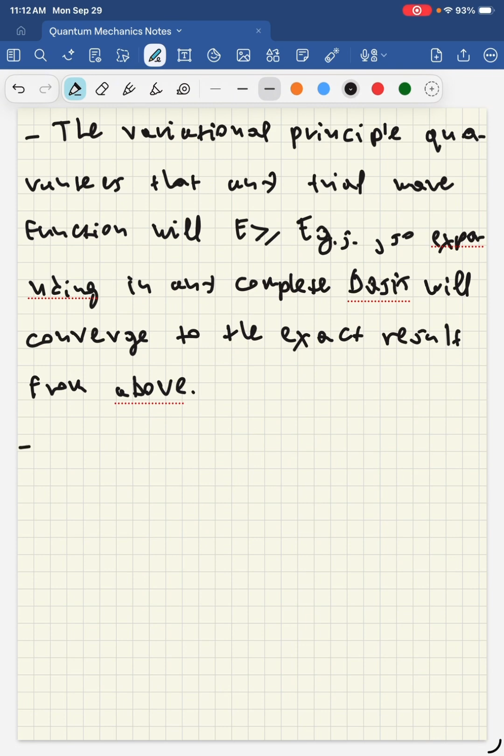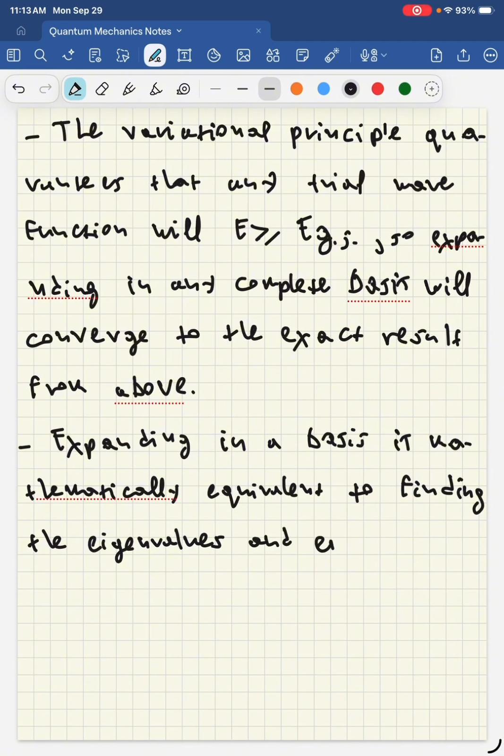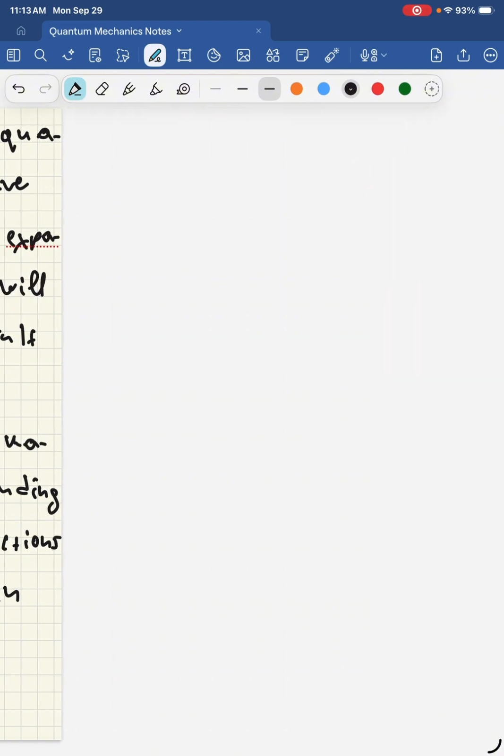And I'm gonna write one more thing. Expanding in a basis is mathematically equivalent to finding the eigenvalues and eigenfunctions of the Hamiltonian matrix in the basis of choice. Okay, I wrote too many things. Let's take a step back.